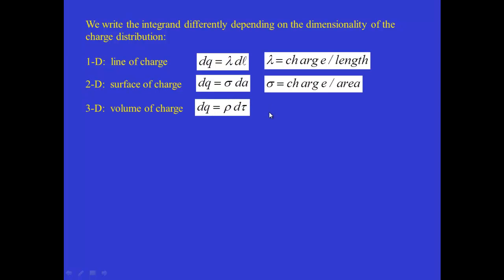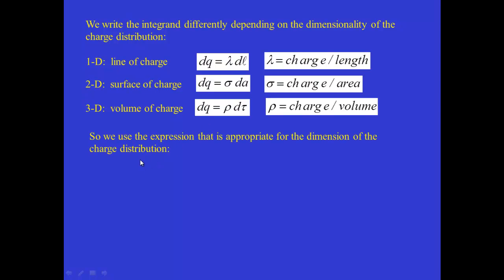And finally, in three dimensions, we have a volume of charge. dq, then in three-dimensional cases, is written as rho d tau, where rho, as you can guess, is the charge per unit volume, and d tau is the differential volume element. So we'll take the expression that we had for the electric field of a continuous charge distribution and just substitute the appropriate expression for dq.